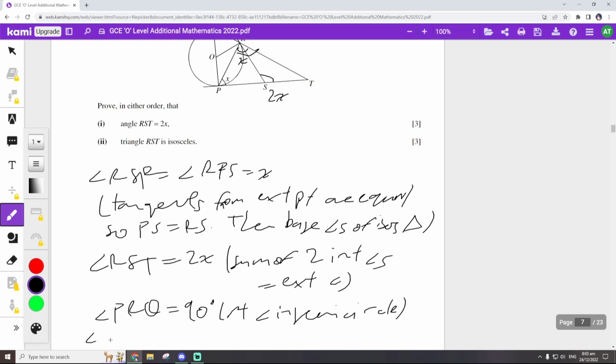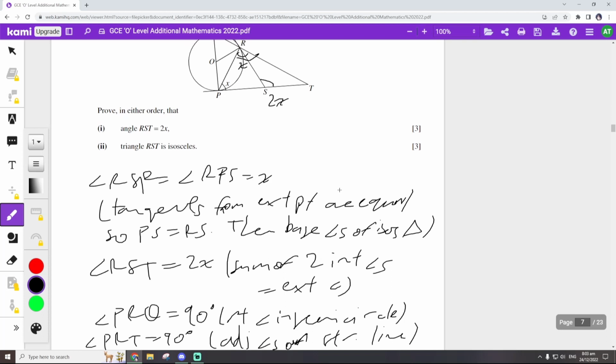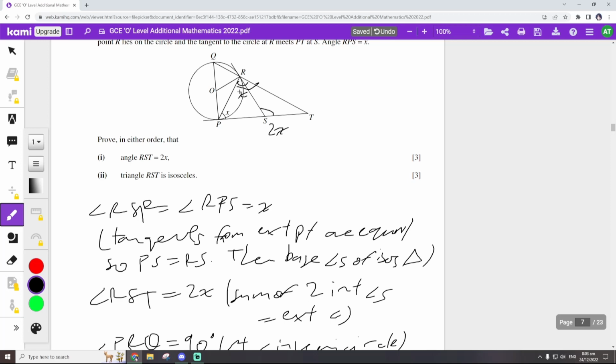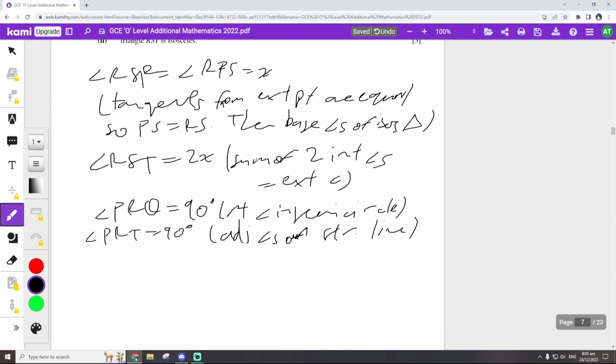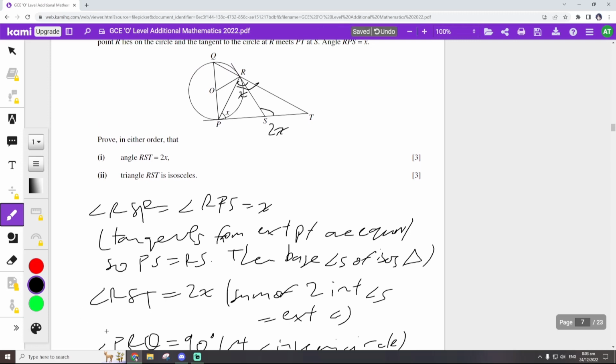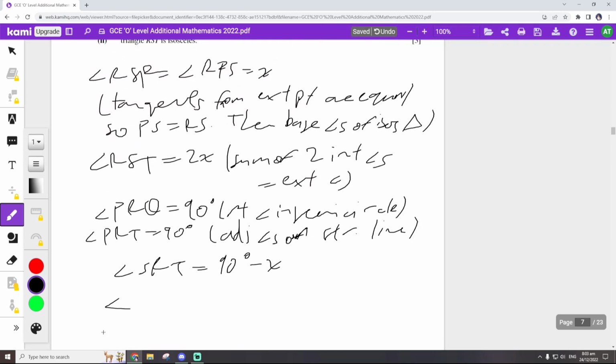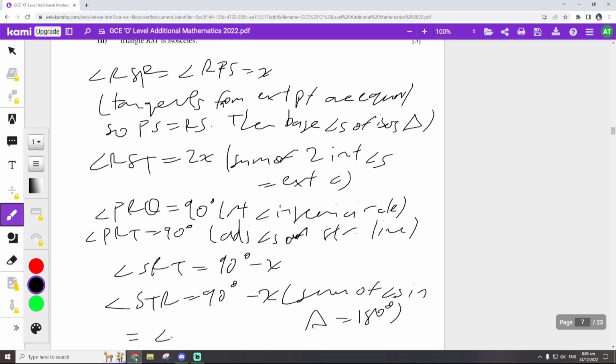And therefore angle PRT is also 90 degrees, adjacent angles on a straight line. Okay, so this is x, this is 90 degrees minus x, so SRT equals 90 degrees minus x, there's no reason for this. And PTR, or STR, equals 90 degrees minus x, and this one has the reason that the sum of angles in a triangle is 180 degrees, which is angle SRT.